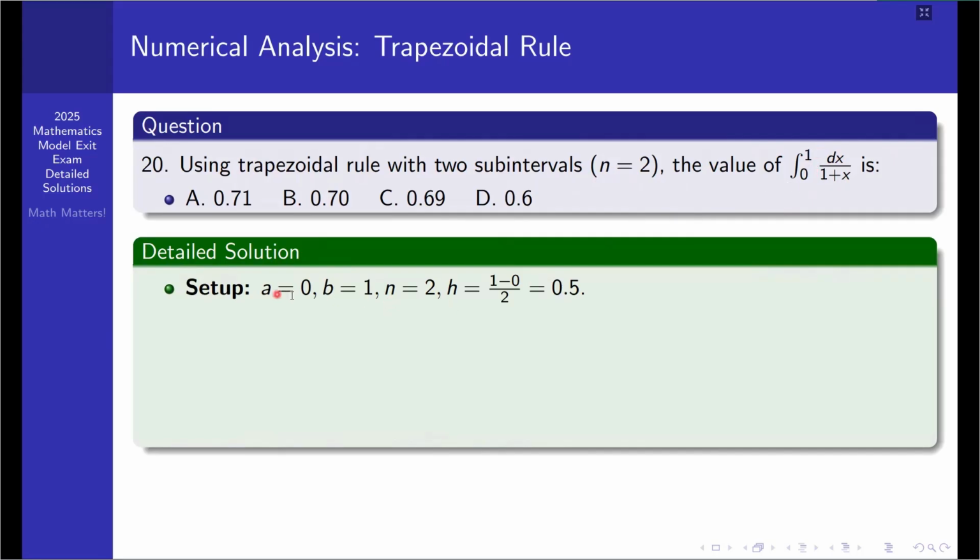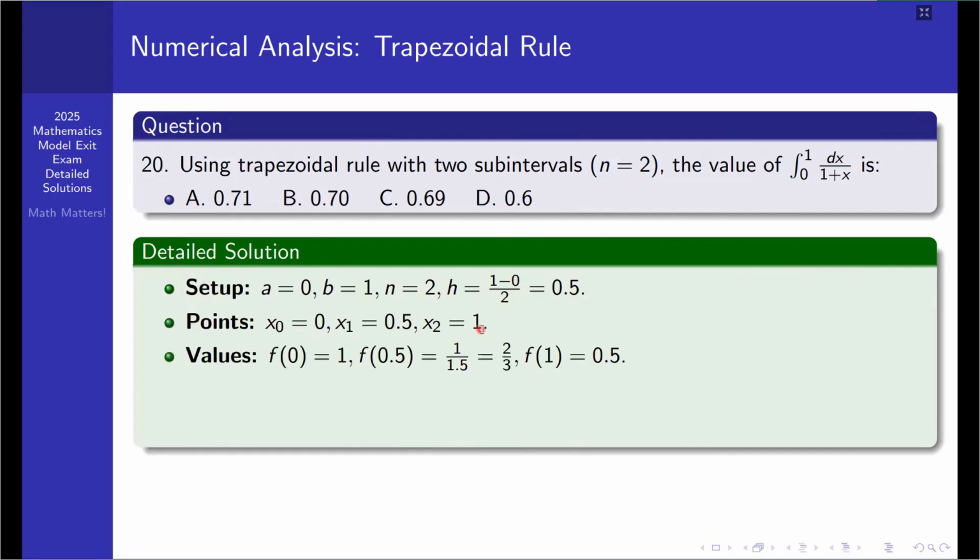Therefore, a is 0, b is 1, and n is equal to 2, so h is the length of the interval divided by 2, that is 1 minus 0 over 2, which is 0.5. Therefore, the interval 0 to 1 can be divided into two non-overlapping intervals, that is x0 is equal to 0, x1 is 0.5, and x2 is 1. Therefore, we know the value of f of 0 is 1. That is simply found by substituting, where f of x here is 1 over 1 plus x.